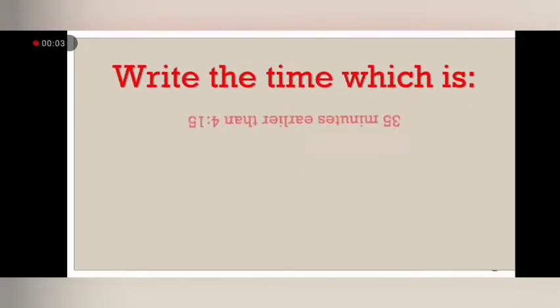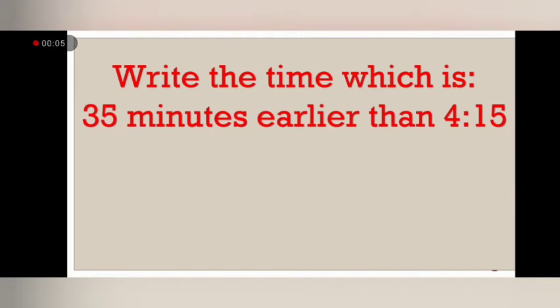Write the time which is 35 minutes earlier than 4:15. It means we have to tell the time 35 minutes before. What is the time 35 minutes before 4:15? It means we have to move to the previous hour. So what will be the time? We will subtract the 35 minutes from 4:15, then we will get 3:40.